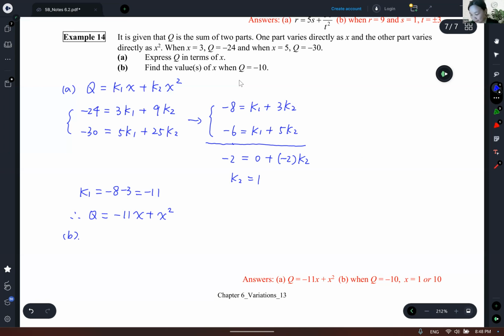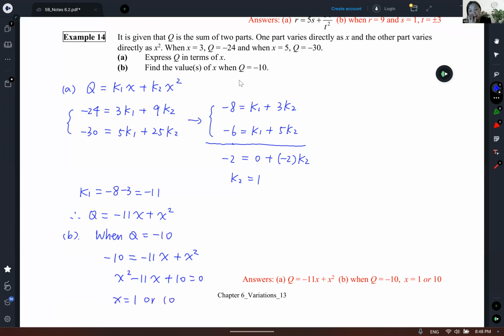Part B. Find the value of x. Sorry, what did I say? Oh, when q equal negative 10. That is negative 10 equal negative 11x plus x squared. X squared minus 11x plus 10 equals 0. And x equal 1 or 10. That's it.